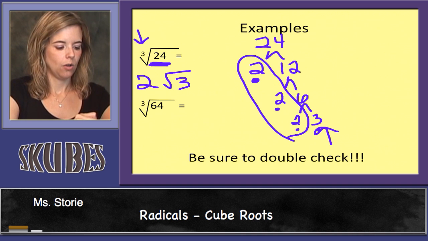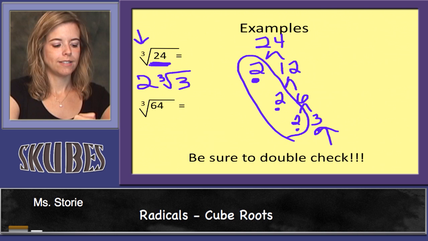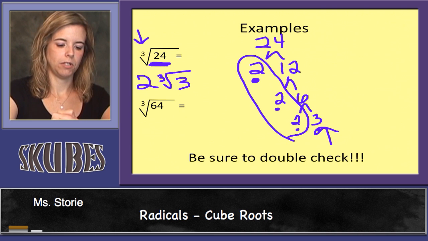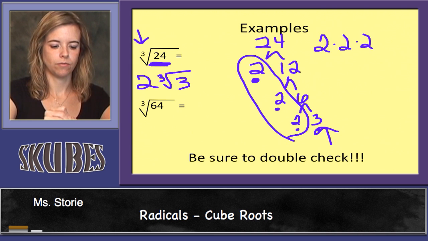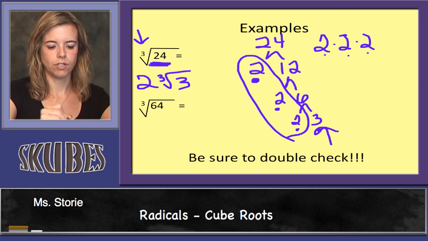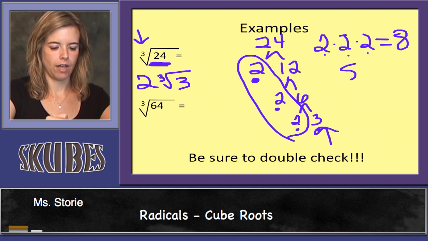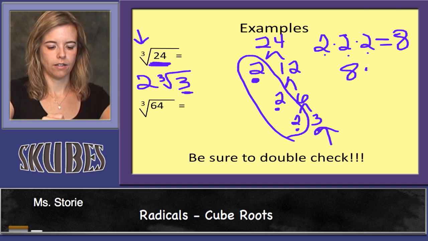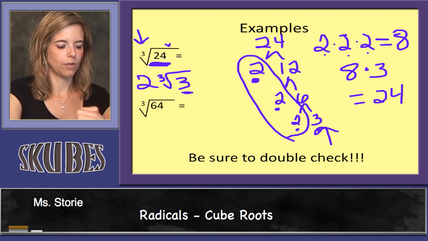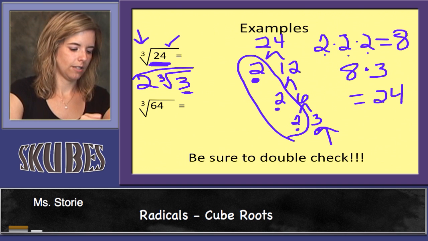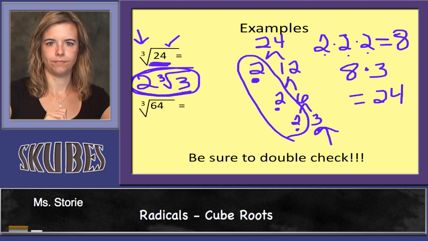Now we double check. We're going to take 2 to the third power. So that means we're going to do 2 times 2 times 2. 2 times 2 is 4. 4 times 2 is 8. And then we take our answer and multiply it by the radicand. 8 times 3. We end up getting 24, which was our original radicand. So that means this answer right here is correct.